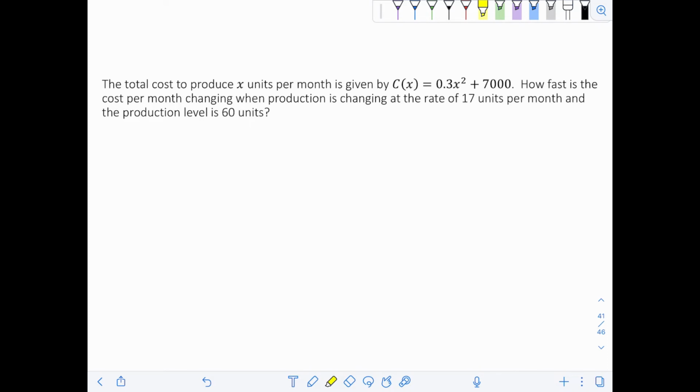So just like with any word problem, we want to break this down into pieces. So first we've got our equation, and we've got C and x in there, so we want to label what each one is. So C is our total cost, and x is the production. And it does indicate some stuff here, because it says the total cost to produce x units per month. So it is kind of giving an indication of time.